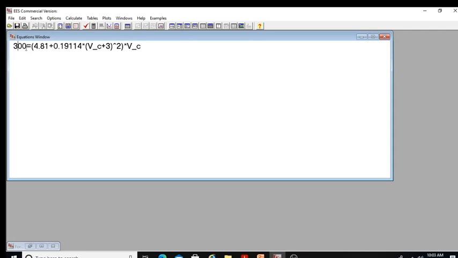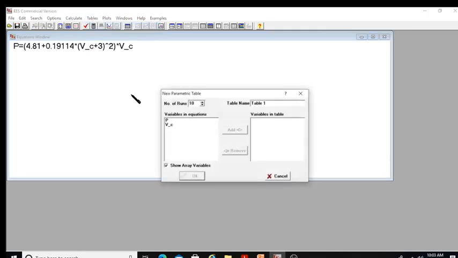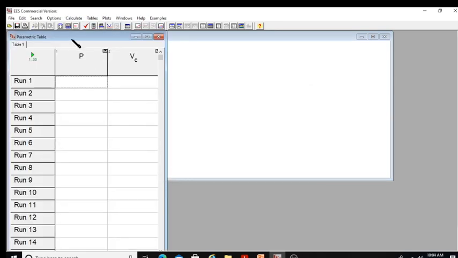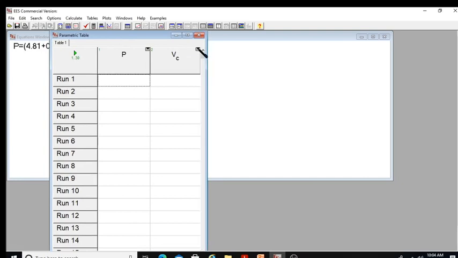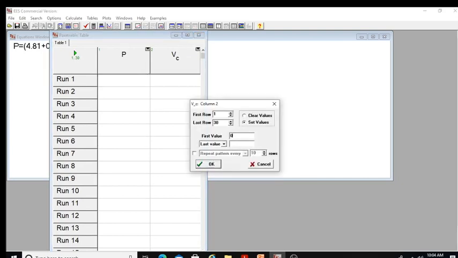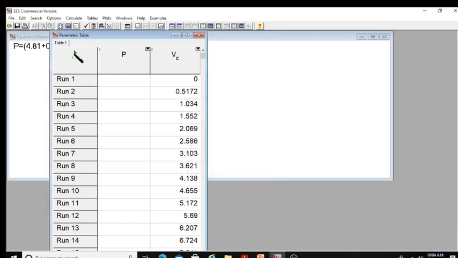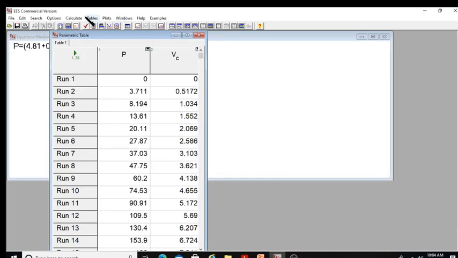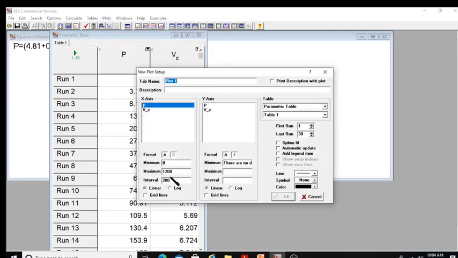For example, instead of one value of power, I can make a parametric table with 30 runs, and select these two variables to be added here, and I got this table. If I make this table in such a manner that the speed of the cyclist varies from 0 to 15 meters per second, then I will be able to calculate the power. I can plot that too. Simple. On the x-axis this variable, and on the y-axis this variable.